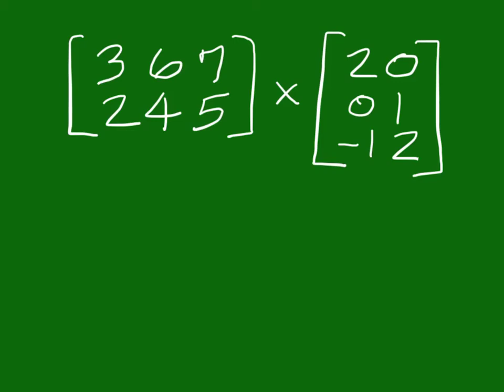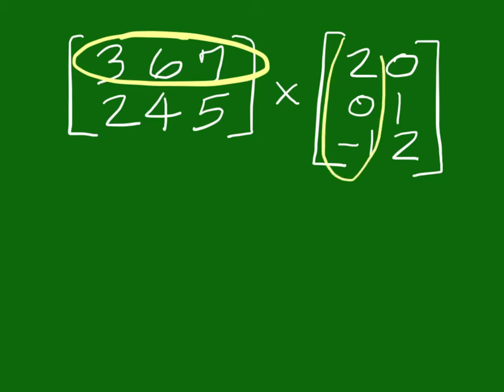Now, the dimension of your answer matrix is determined by what you're multiplying together. So it's already done for you. So you're going to have this row multiplied by this column to start with. So you're going to have a row 1, column 1 in your answer. You do this the same way you did 2 by 2s.